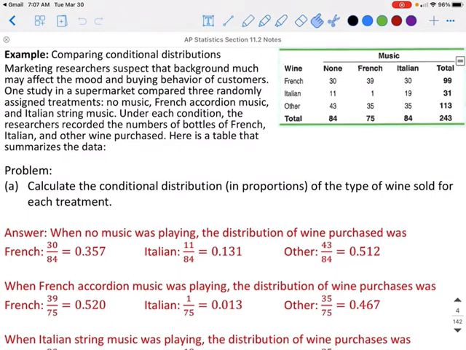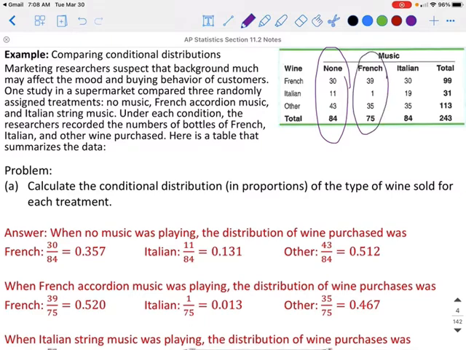So to do this, we are going to look when no music is playing first. So the type of music is playing. We are looking at just this category. There's no music playing. And when there's no music playing, 30 out of the 84 bottles that are purchased of wine are French, 11 out of 84 are Italian, and 43 out of the 84 are other. So about 36% are French, 13% are Italian, and about 51% are other.